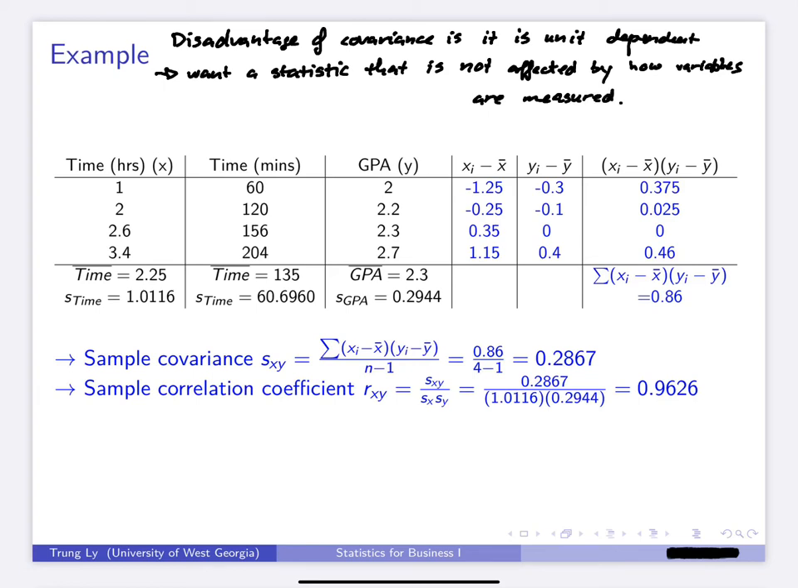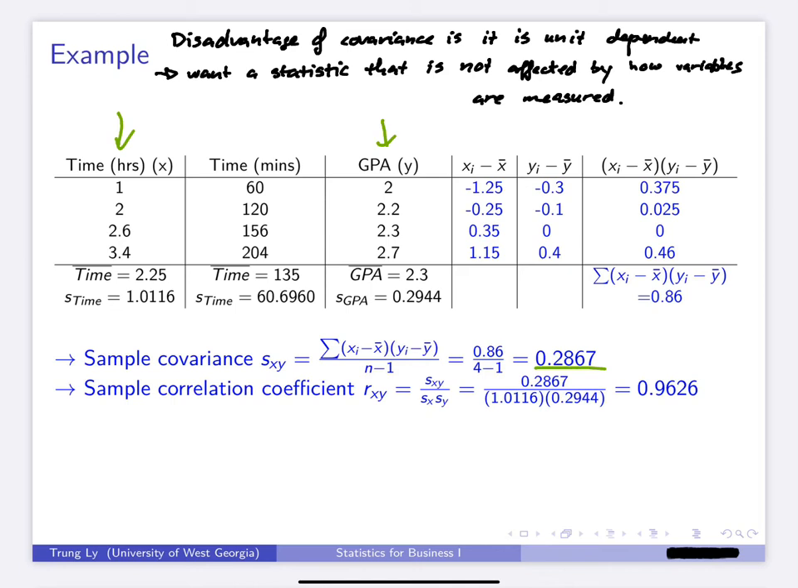If we have such a statistic, then we can use it to compare the strengths of linear relationships between different pairs of variables. I will show you now that the correlation coefficient gives us exactly what we want. So what I have here is the same data set we used to calculate the covariance. Remember that we got 0.2867 for the covariance between time measured in hours and GPA.